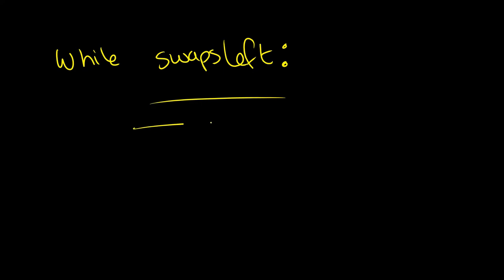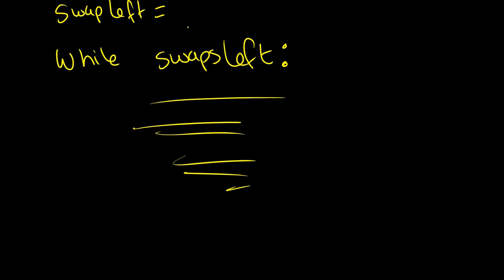So if I had a while loop, while there are swaps left, run my for loop. Okay, so I've got to think of what needs to be true in order for swaps left to run. So I've got my array. What needs to be true in order for my while loop to keep running? Well, there's your clue: while there are swaps left. So how am I going to keep track of if there are any actual swaps left?